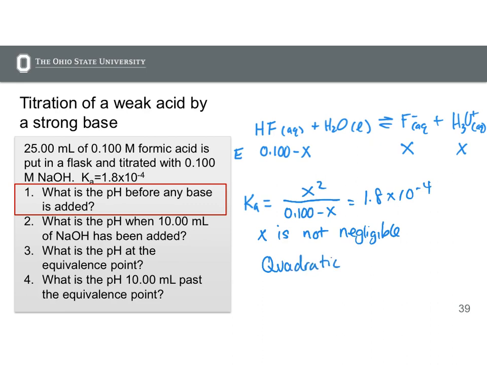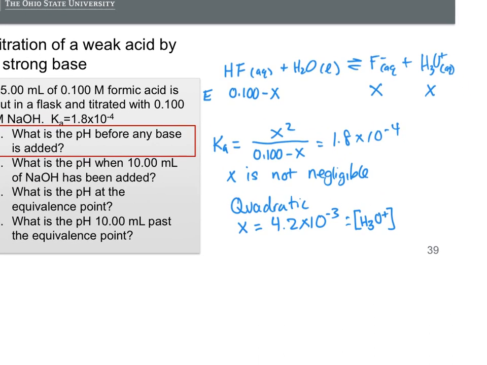And for the sake of time, x is equal to 4.2 times 10 to the minus 3. And this is going to be equal to the concentration of H3O plus and F minus. We're really only concerned about the H3O plus because we're just asked for the pH. So the pH is going to be equal to, in this case, 2.38. Okay. Questions on that problem? Hopefully straightforward. This is midterm 2 type of problem here.